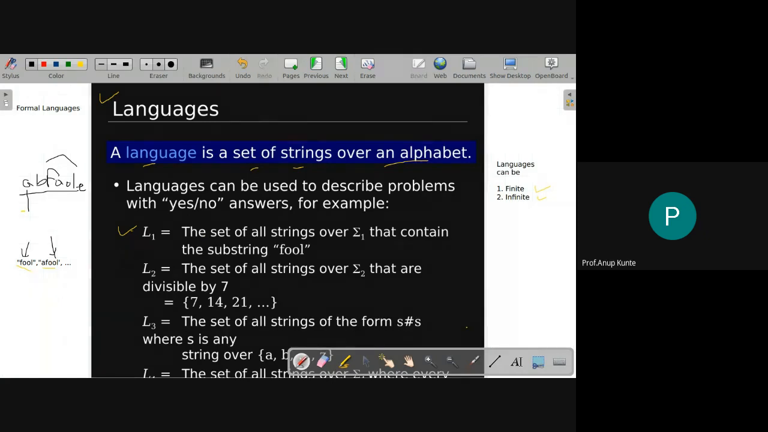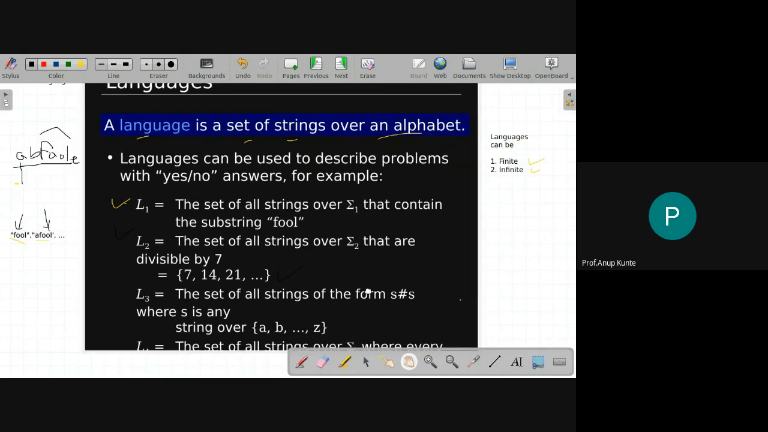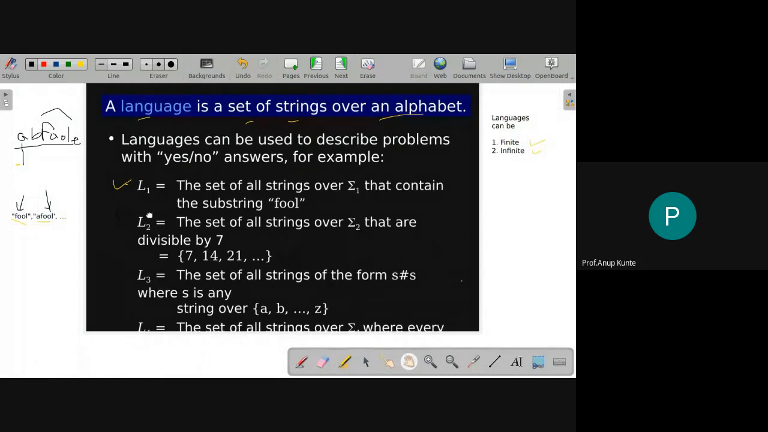The L2 here reads that it is a set of all substrings over sigma 2 that are divisible by 7. Now, what is sigma 2? Sigma 2 was 0 to 9, the numerals 0 to 9. These were the symbols. So, if I am making a set of all the numbers which are divisible by 7, it will be multiples of 7. So, in turn, I'm actually making a table of 7. Okay, and that is going to be an infinite set. Right? So you have got an example of an infinite set. There are two examples basically, this one as well as this one. Both are examples of infinite sets.